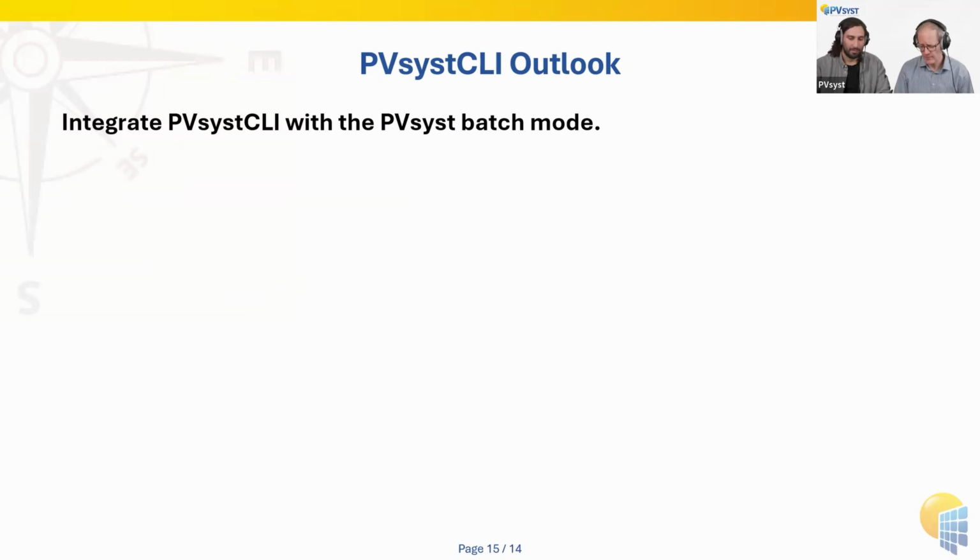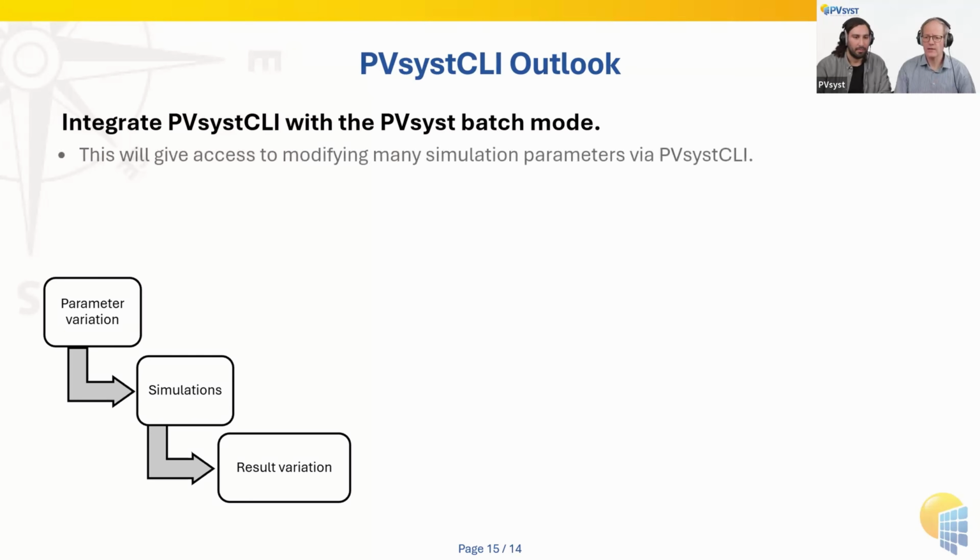So the next step for PVsyst 8.1 will be to integrate also the batch mode into PVsystCLI. And this might sound redundant because the batch mode is meant for many simulations in one go, and PVsystCLI can do that. But what it really does is give access to modifying the simulation parameters with PVsystCLI. So the batch parameter file can modify the variant that you are simulating.